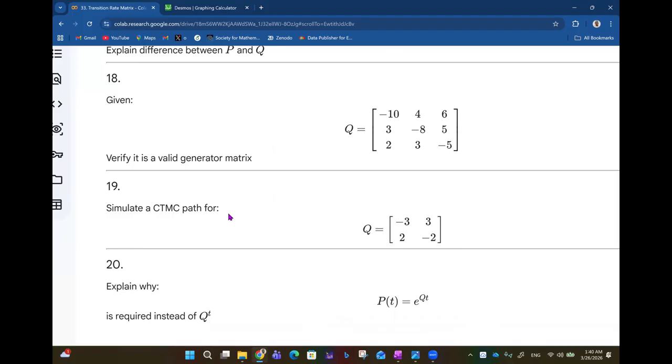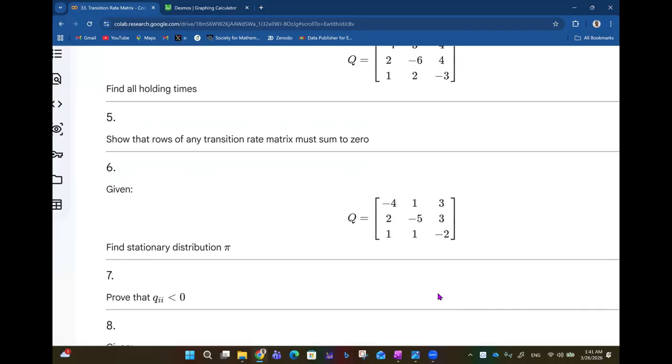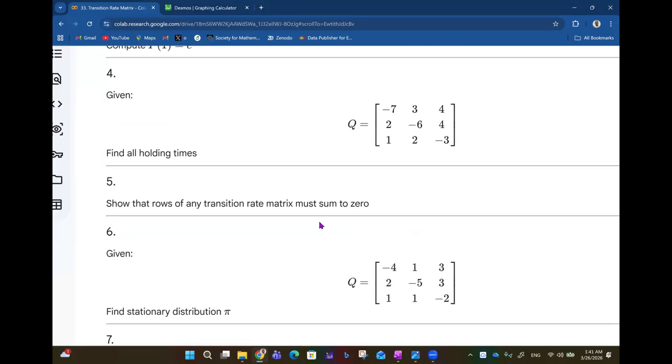Simulate a CTMC part for this, so you can use Python code. Explain why P(t) is e raised to Qt is required instead of Q raised to power t. Aha, so we saw all of that before. Like I said before, if I don't see anything solid, I'll come back to do this.